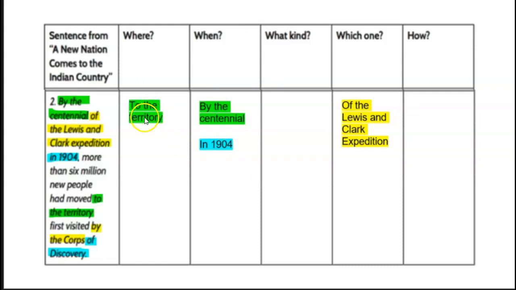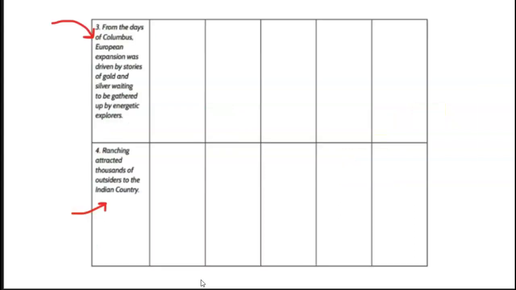Then we have to the territory is where. So they moved. Where did they move? Well, they moved to the territory. By the Corps. So who were they visited by, or how were they visited? By the Corps. And of Discovery is which one? So which Corps? Its name is of Discovery. Good. Okay. So take a minute, pause this video, and add this to your chart for number 2. And then I'm going to move on and give you the directions for 3 and 4.